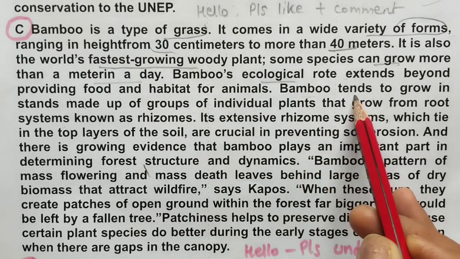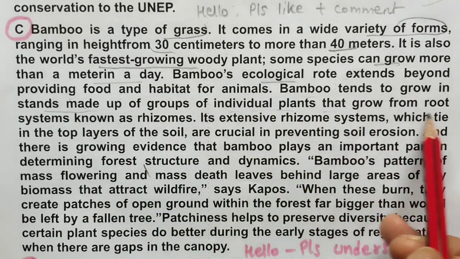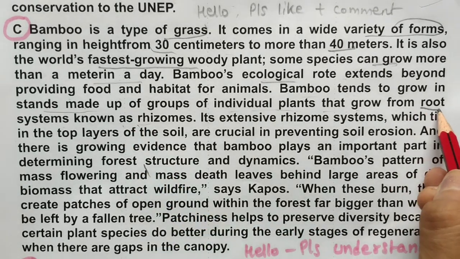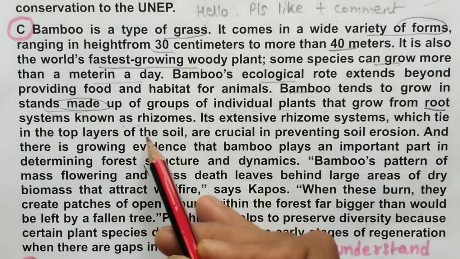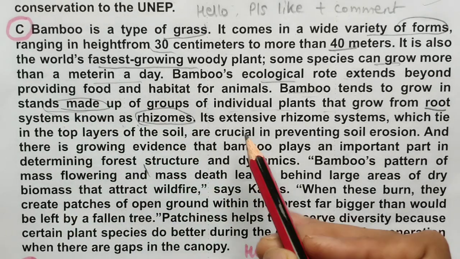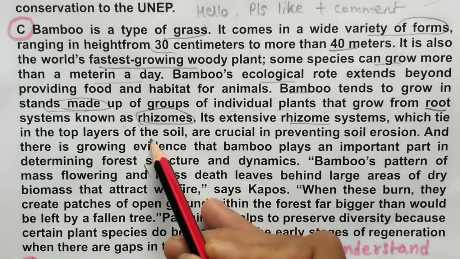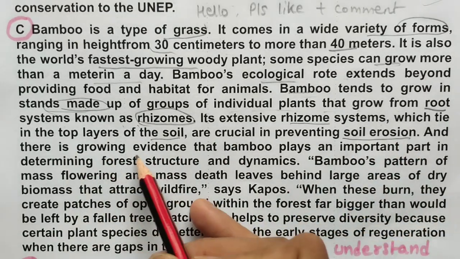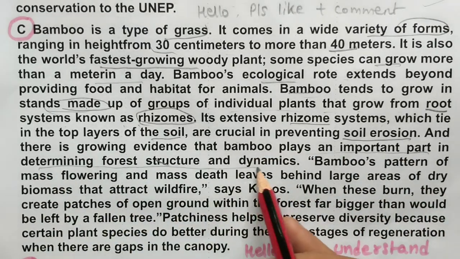And bamboo tends to grow in stands made up of groups of individuals, plants that grow from root systems known as rhizomes. Bamboo tends to grow in stands made up of groups. This is also, we can just underline it. Extensive systems which tie in the top layers of the soil are crucial in preventing soil erosion, and there is growing evidence that bamboo plays an important part in determining forest structure and dynamics.